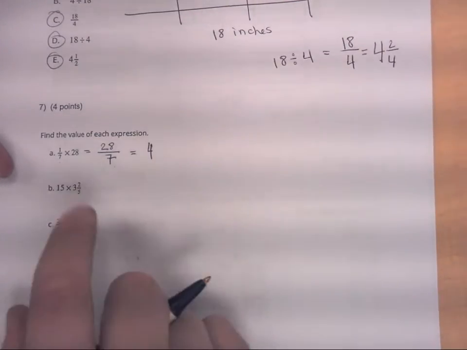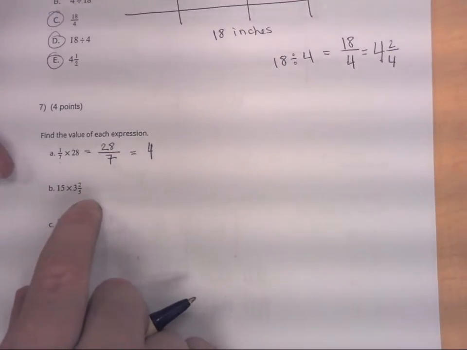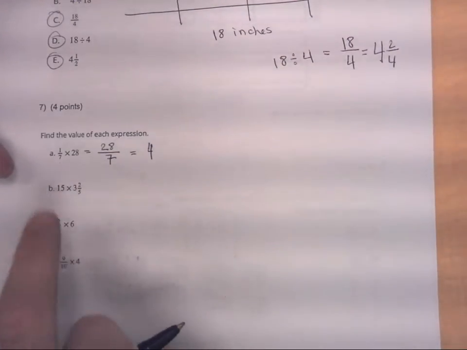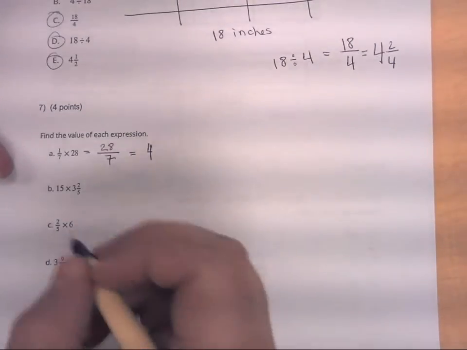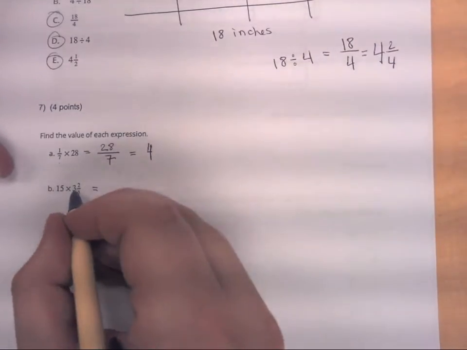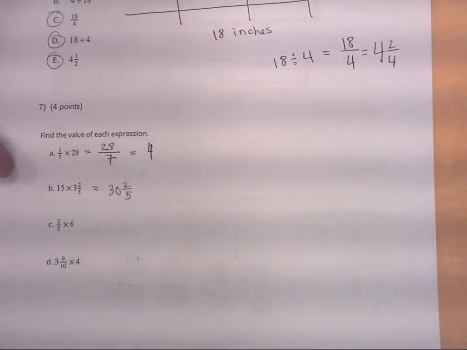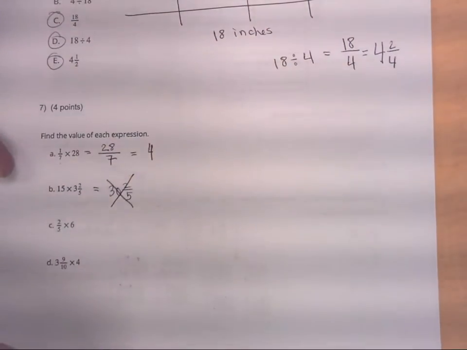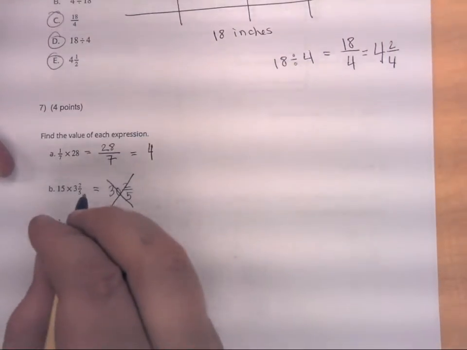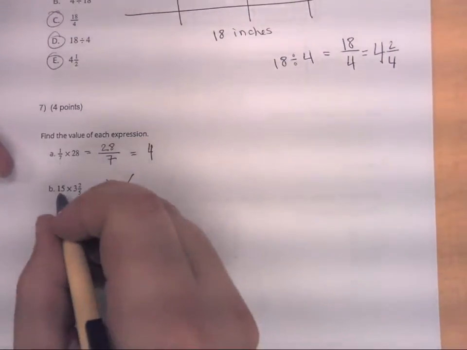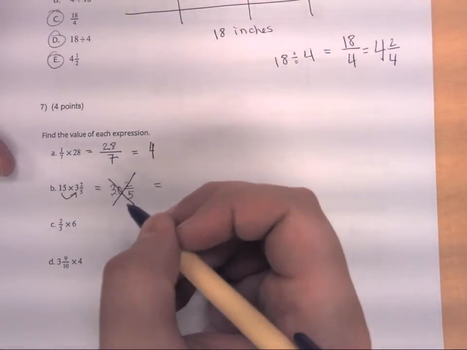Now, B and D, we have a whole number multiplied by a mixed number. These were the most often missed questions. Students need to recognize that 15 times 3 and 2/5 would not be 30 and 2/5. They have to multiply this 15 by each part of the mixed number. So 15 needs to be multiplied by the 3, which is, I'm sorry, this should have been 45.